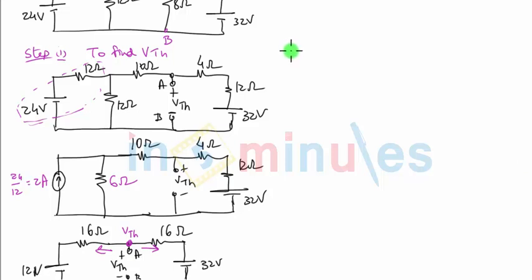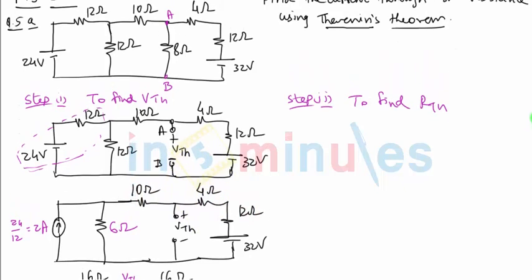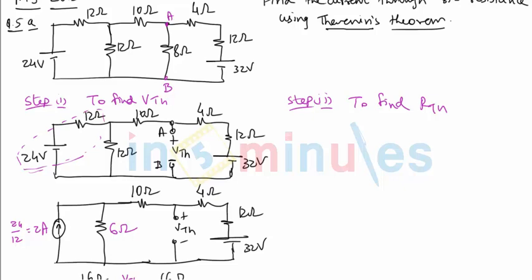Let us now go to step number 2. Step 2 will be to find RTH. To find RTH, we will have to replace the sources. When I say replace the sources, voltage source will be short circuited. So 24 volts is short circuited and 32 volts will also be short circuited.